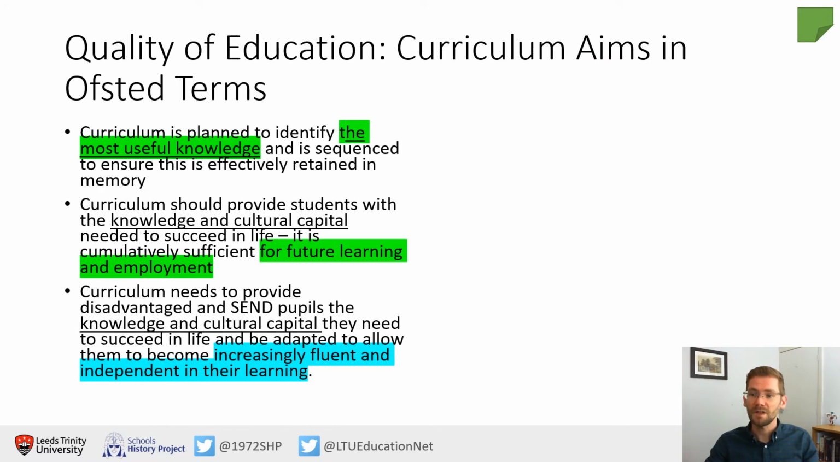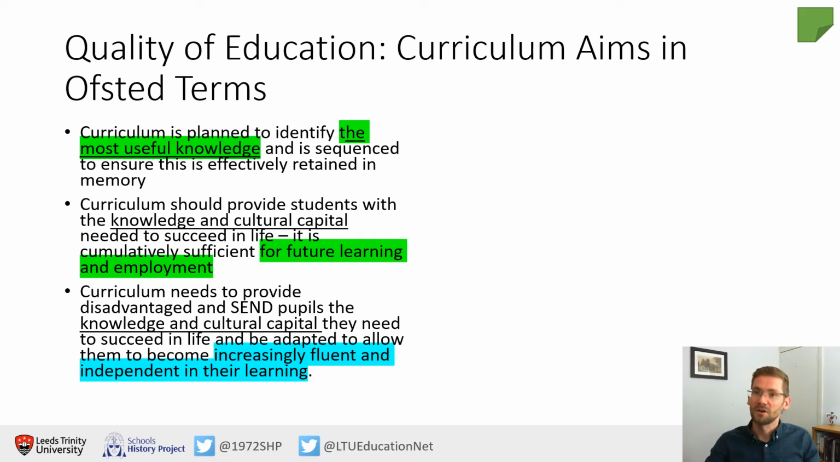Well, let's have a look at some of the things said in there. Again, you might want to have a look through this. It's in the pack, and just decide what you think is coming through in terms of which sort of curriculum thinking. But if we look here, the things that jump out to me: curriculum is planned to identify the most useful knowledge. The curriculum is sequenced to ensure it's retained in memory. The curriculum should provide students with knowledge and cultural capital for future learning and employment.